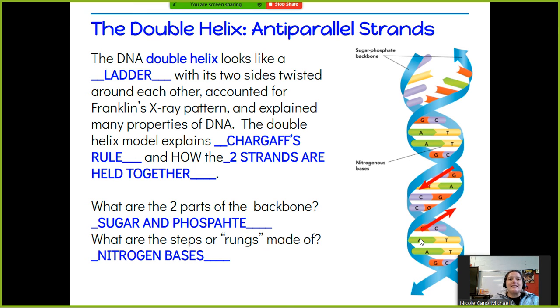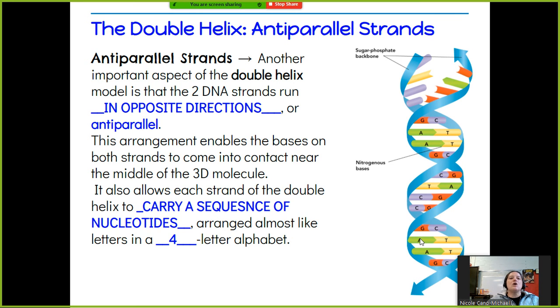When something is anti-parallel, what it means is they're running in opposite directions. Okay, so again, another important aspect of the double helix model is that the two DNA strands that are stuck together in the center by the hydrogen bonds of the nitrogen bases are running in opposite directions. This is what we call anti-parallel. This specific arrangement is what allows the bases on both strands to come in contact near the middle of that 3D molecule. It also allows for each strand of the double helix to carry a sequence of nucleotides.